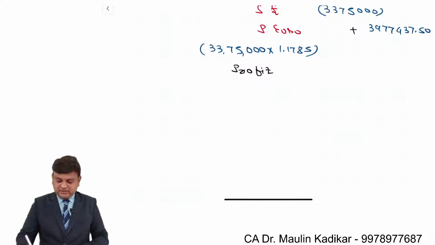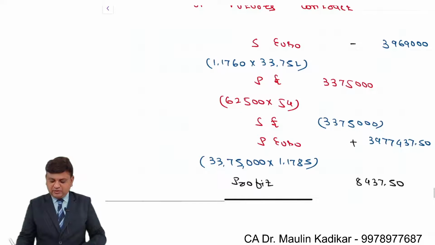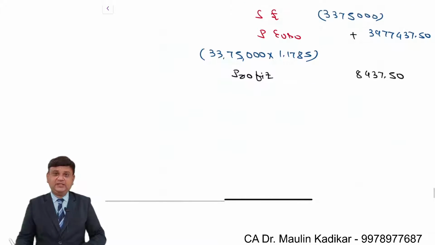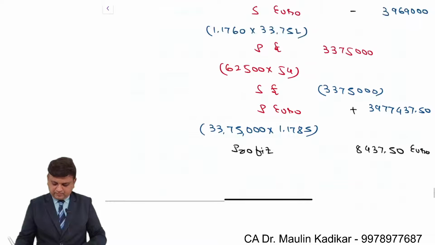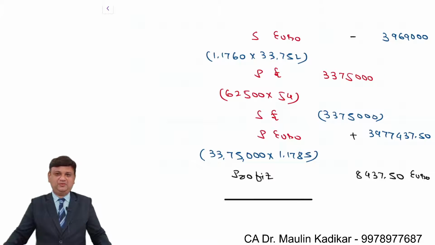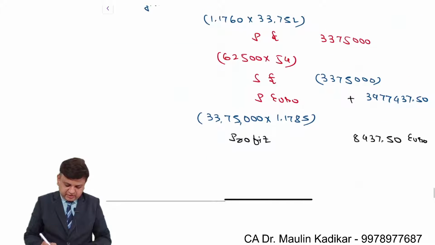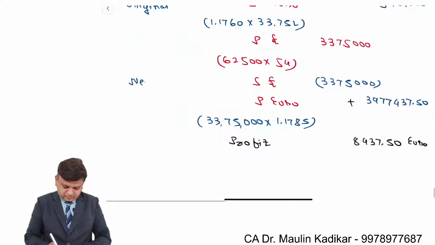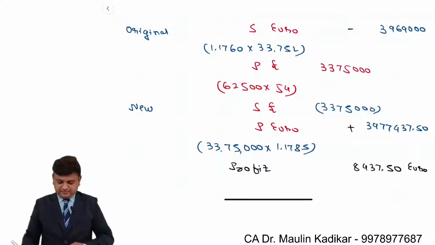Amount of the profit is 8,437.50. This is the amount of the profit that you have, and it is in the euro currency. This is the step number 2. So we understand that this was the original contract and this is the new contract. New, that is what we understand, that's the square of the original one.